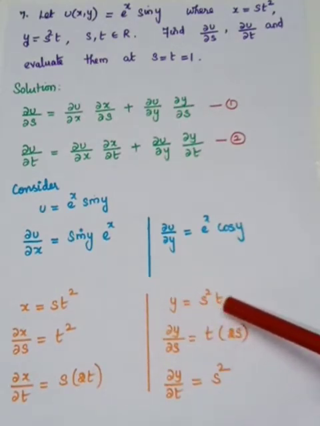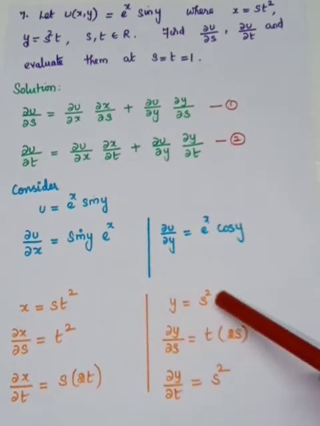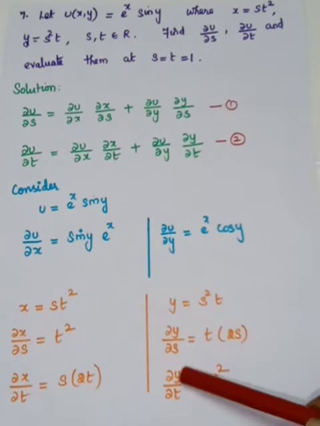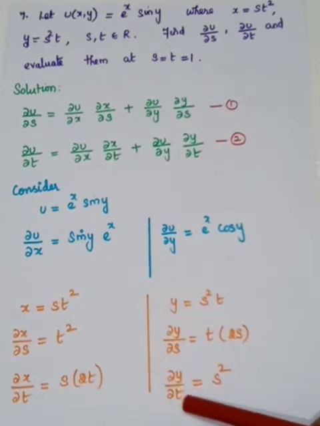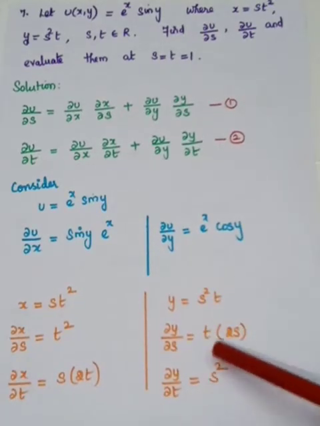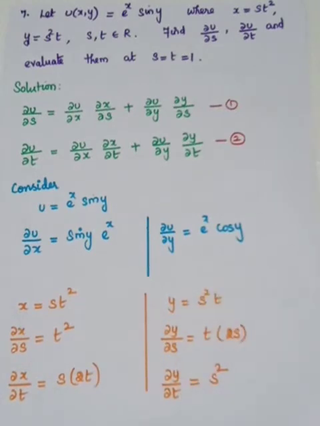Go for y. y is equal to s²t. So ∂y/∂s. What is the constant? t. t is written out. The differentiation of s² is 2s. Next ∂y/∂t. You have to differentiate partially with respect to t. So s is a constant, so s² is written out. The remaining is t. The differentiation of t with respect to t is 1.